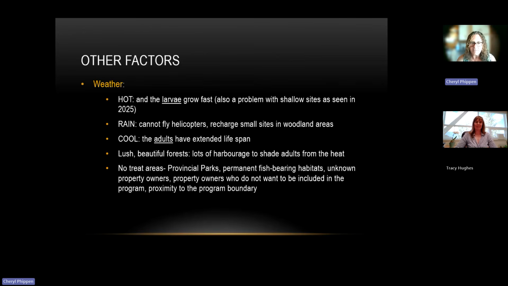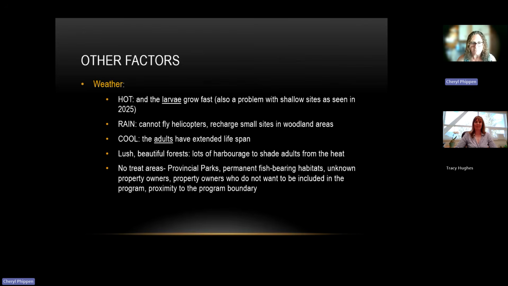If it rains, we can't fly our helicopters. It also recharges small sites in woodland areas that are hard for us to find. Obviously, if it's cool after the adults emerge, they extend their lifespan. And we have a lot of harborage area around in these programs.